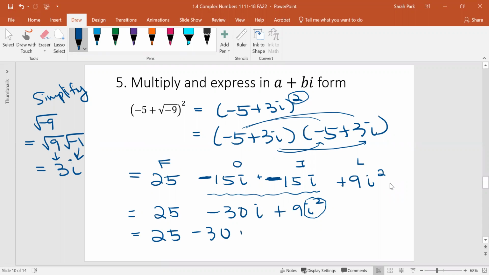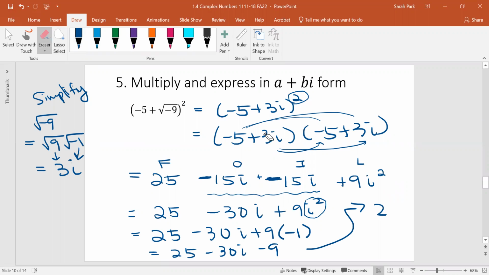So we have 25 minus 30i plus 9, replace the i squared with parentheses, negative 1. You got to multiply those together. So we have 25 minus 30i minus 9. Which gives us, what's 25 minus 9? That's going to be 16. So let's write 16 minus 30i.